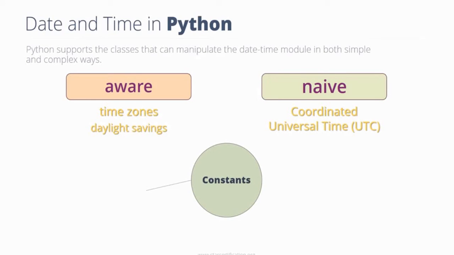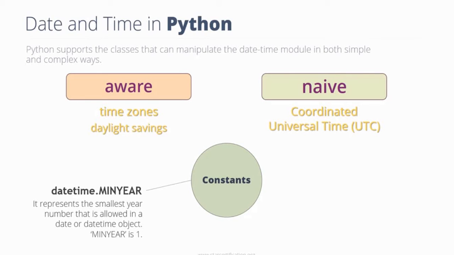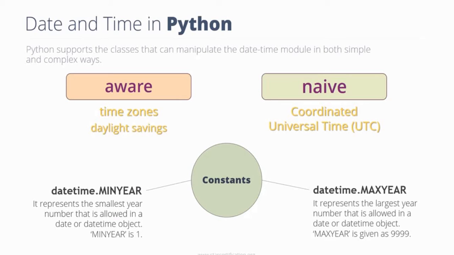Some of the constants that are exported by datetime modules are datetime.MINYEAR. It represents the smallest year number that is allowed in a date or datetime object. MINYEAR is 1. datetime.MAXYEAR. It represents the largest year number that is allowed in a date or datetime object. MAXYEAR is given as 9999.